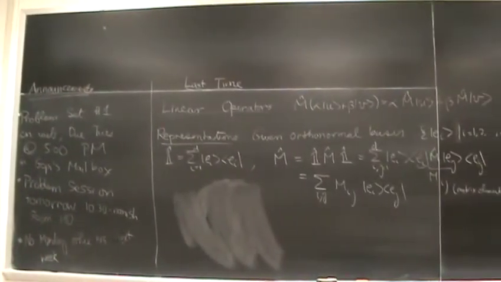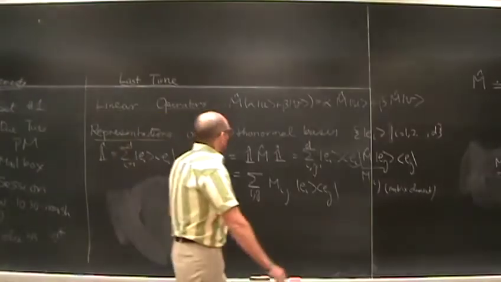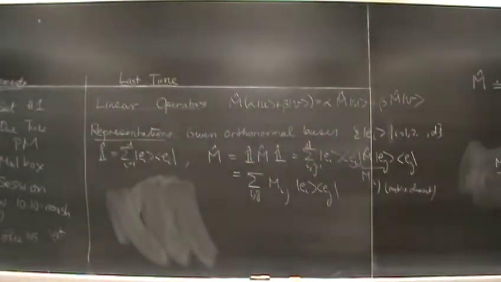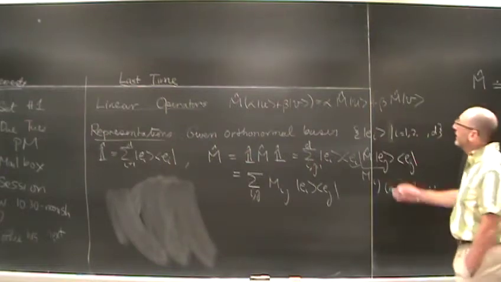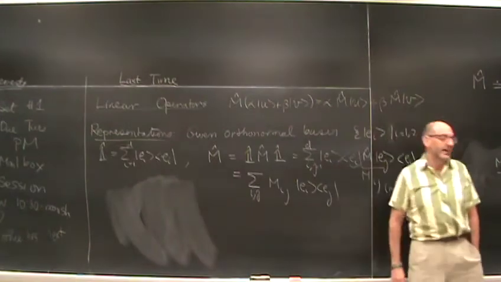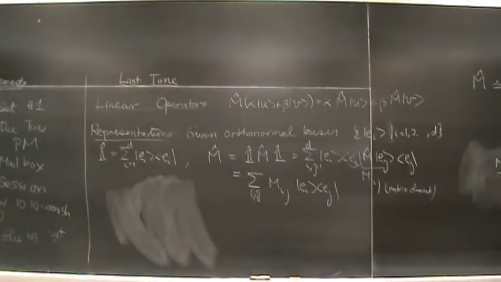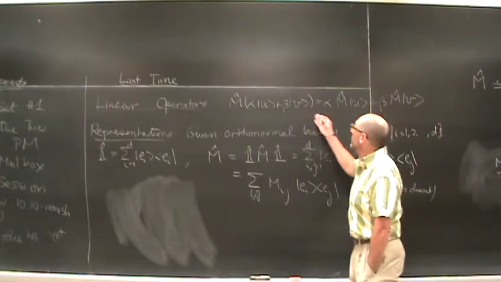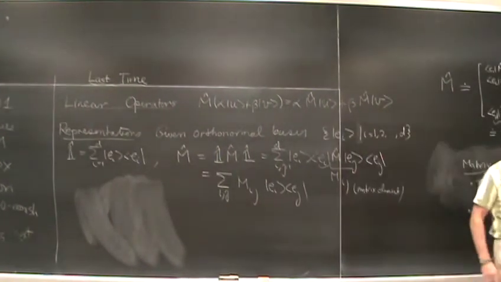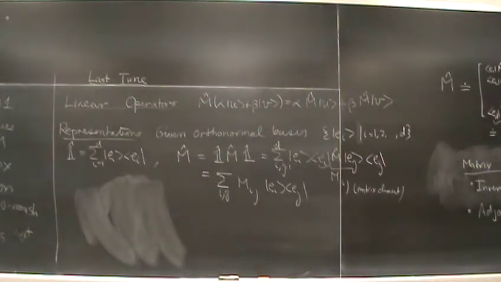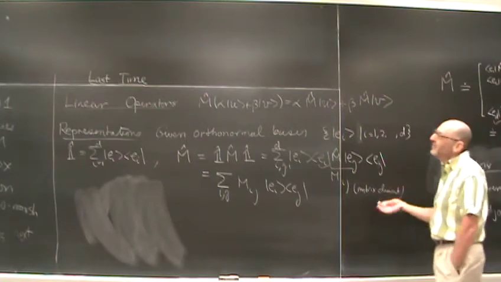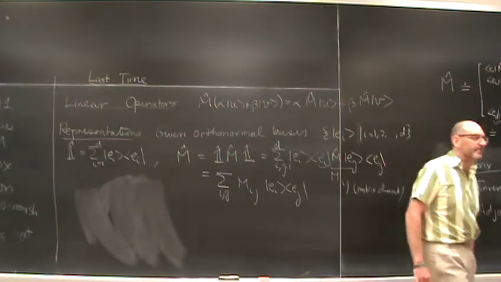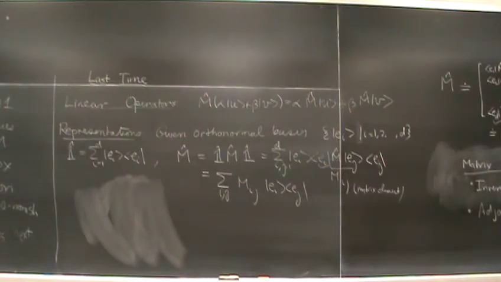All right. So last time we were talking about linear operators. Operators are maps on the vectors in Hilbert space, and linear operators satisfy the property that the map on the linear combination is the same linear combination of the map on the individual pieces. And there's an intimate relationship between linear operators and matrices. They're one and the same object, really.